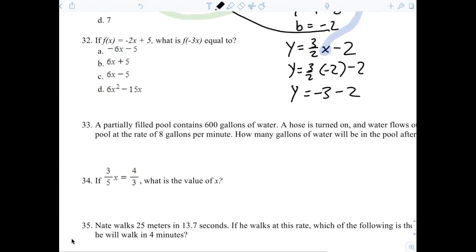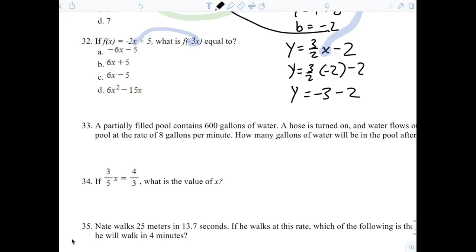Now for 32, what does that mean to do? Plug -3x in for what? X. So here we go. If I do that, -2 times -3x plus 5. So everybody with me on that? So I have what? 6x plus 5. So this one is kind of just simplified. That one was much nicer.